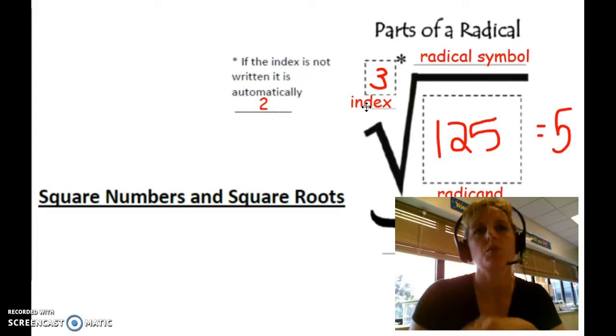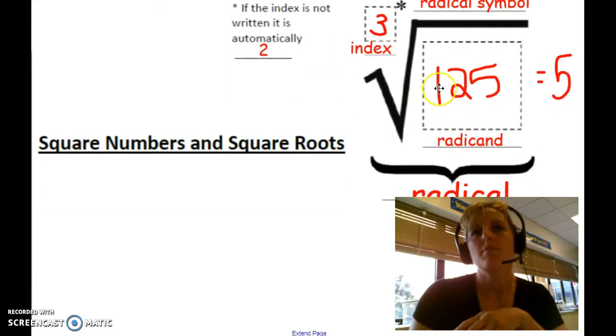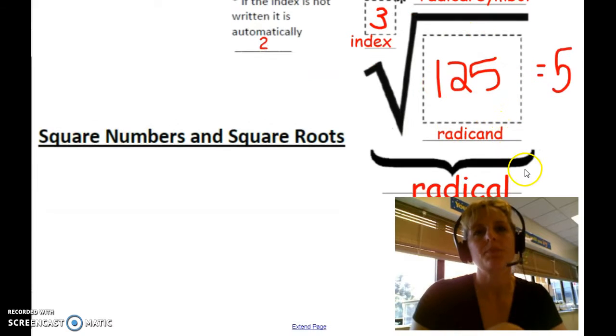So we're going to focus mostly on square numbers and square roots today, but here's a little bit of the vocabulary you need to know first. The number inside is called the radicand, and the whole thing is called a radical. All right, so sometimes you'll hear this called a radical symbol instead of just a square root symbol.